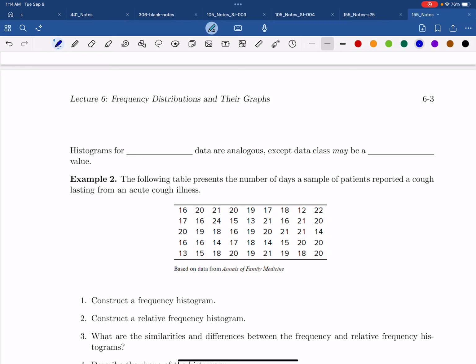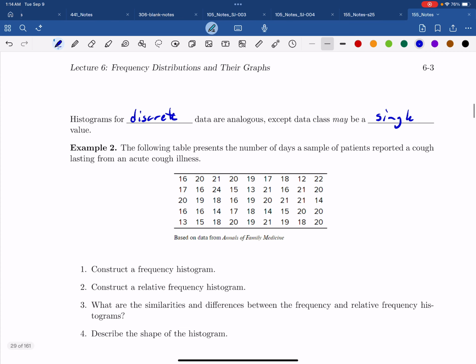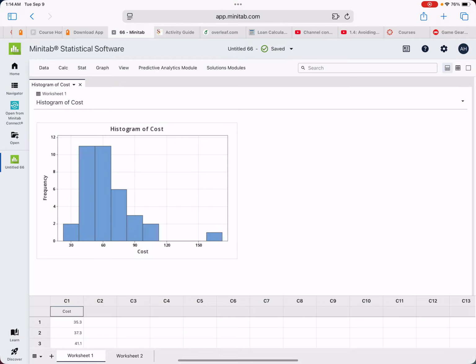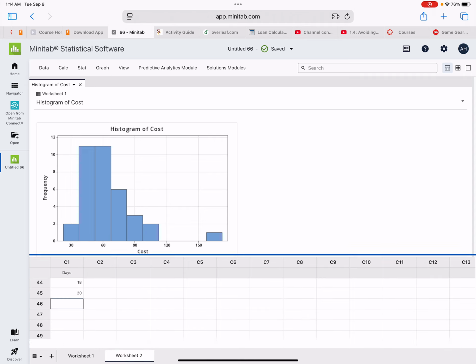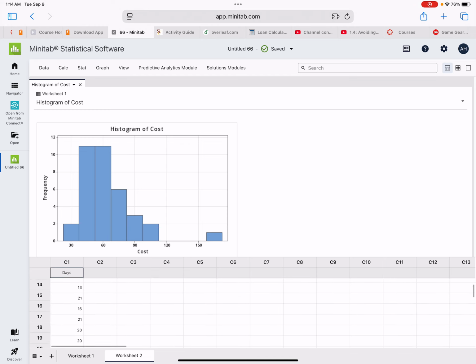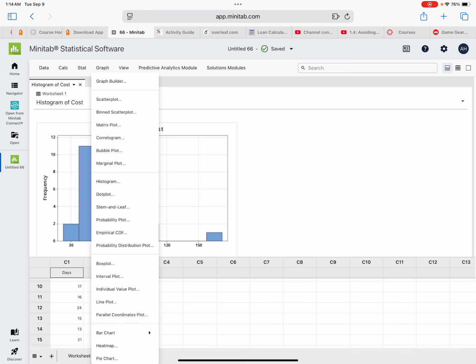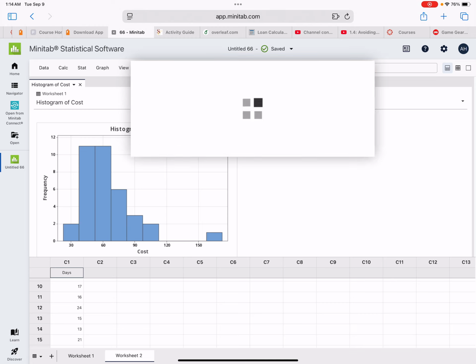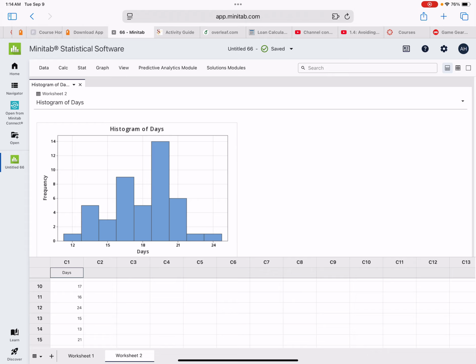Now, histograms for discrete data are analogous, except the data class may be a single value. So we have another data set here, for example, 2. I've again gone ahead and entered all the data into Minitab. You can pause the video and do this if you want. It may take a little while, but feel free. But anyway, to create a histogram, we again just do this and this. This time, make sure to choose days, right? And that is our histogram.